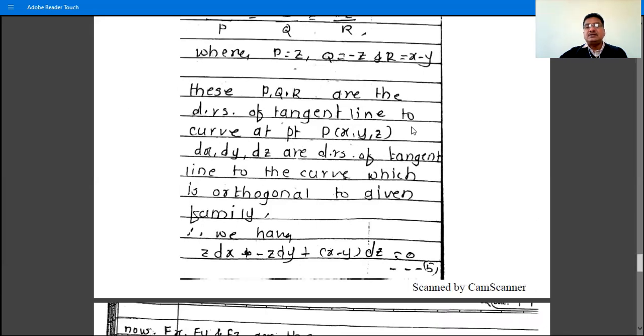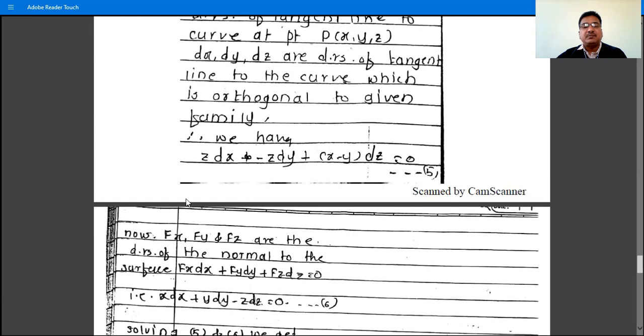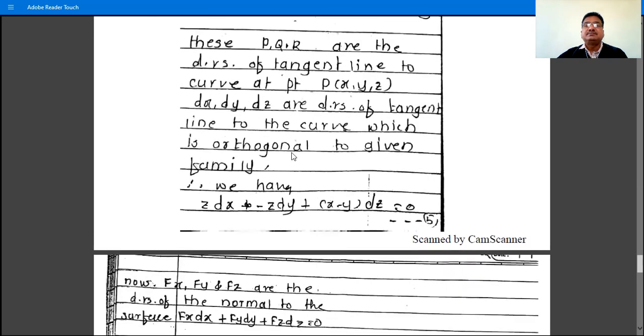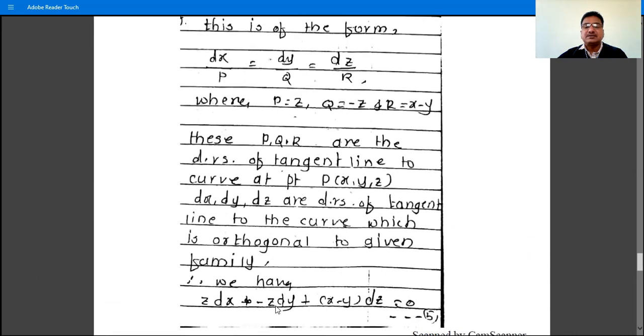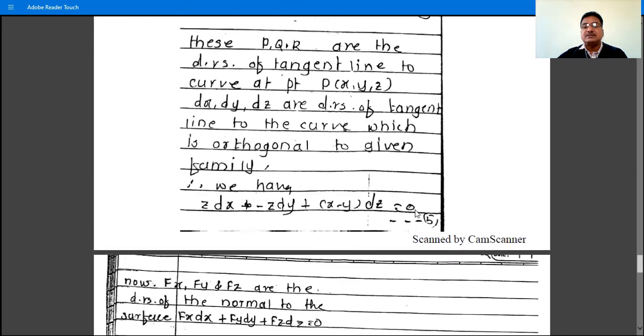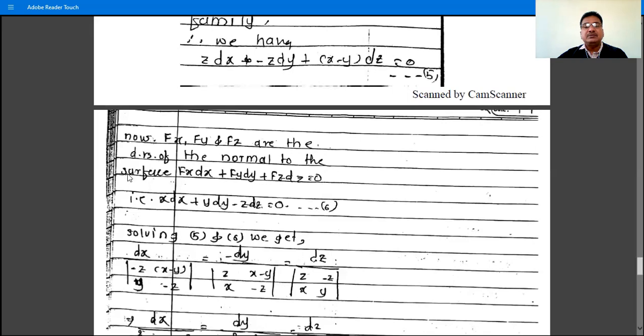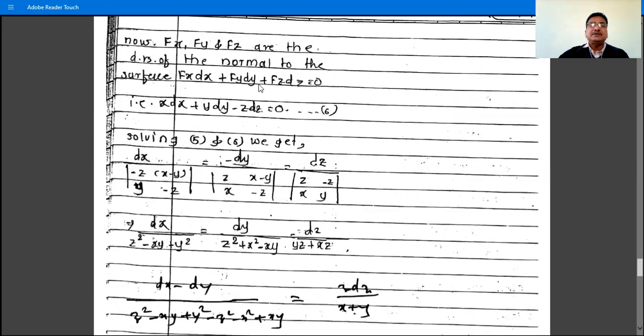And these p, q, r are the direction ratios of the tangent line to the curve, and dx, dy, dz are the direction ratios of the tangent line to the curve which is orthogonal to the given family. And therefore by the condition of orthogonality we have p dx plus q dy plus r dz is equal to 0. That is, z dx minus z dy plus x minus y dz is equal to 0, equation number 5. Now fx, fy, fz are the direction ratios of the normal to the surface, and therefore we have fx dx plus fy dy plus fz dz is equal to 0, again by using the condition of perpendicularity, orthogonality. So we have x dx plus y dy minus z dz is equal to 0.